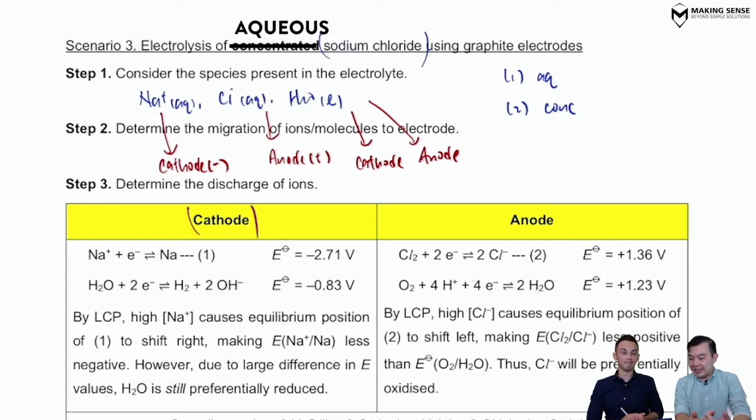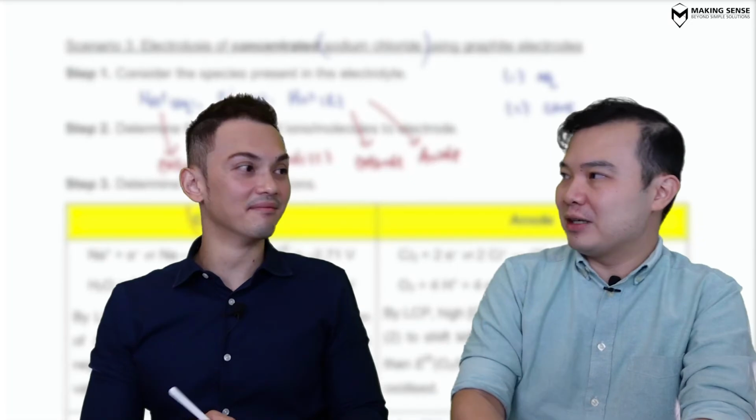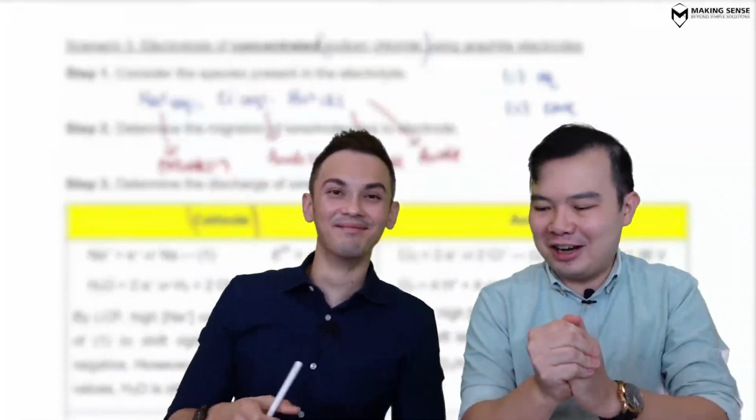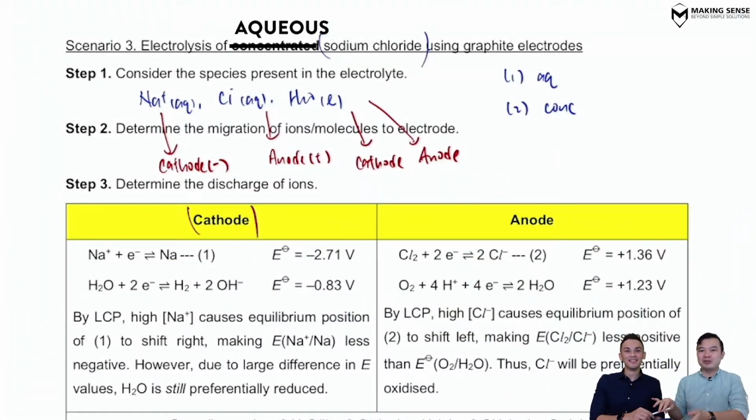You have your Na+ and your water, and they are going to start to compete to see which one is going to be preferentially reacting. So they're going to compete. So okay, when I look at the cathode, that is where you see reduction.